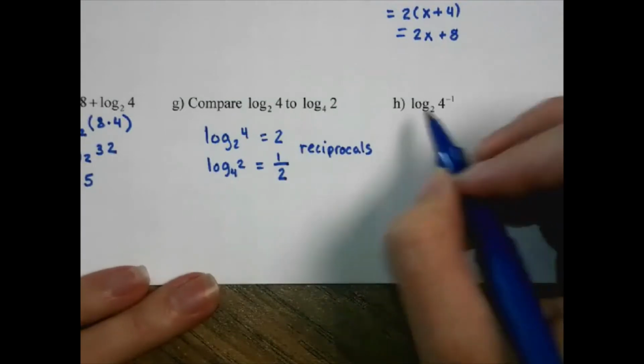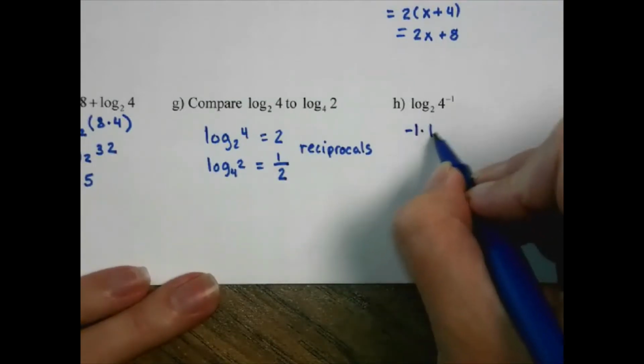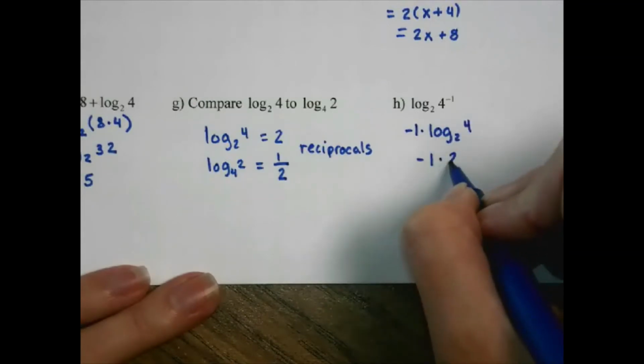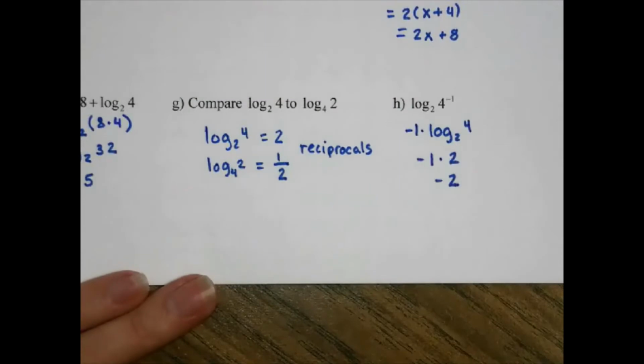Here, I can multiply down the 1/2, so negative 1 times log base 2 of 4. So that's negative 1 times 2, or a negative 2.